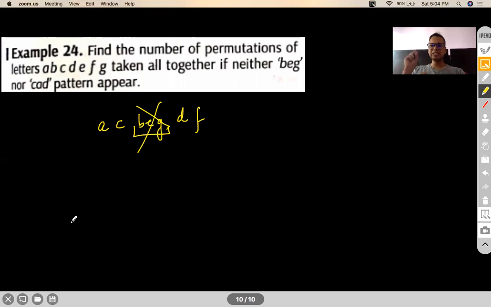So neither the word BEG nor the word CAD can appear in the words that you are trying to formulate, or in the permutations you're trying to make. BGE can come, my dear. BGE can come. CDA can come. DAC can come. But the CAD, it's like you're trying to scan through a string. You should not see consecutive C, A, D alphabets in that string.